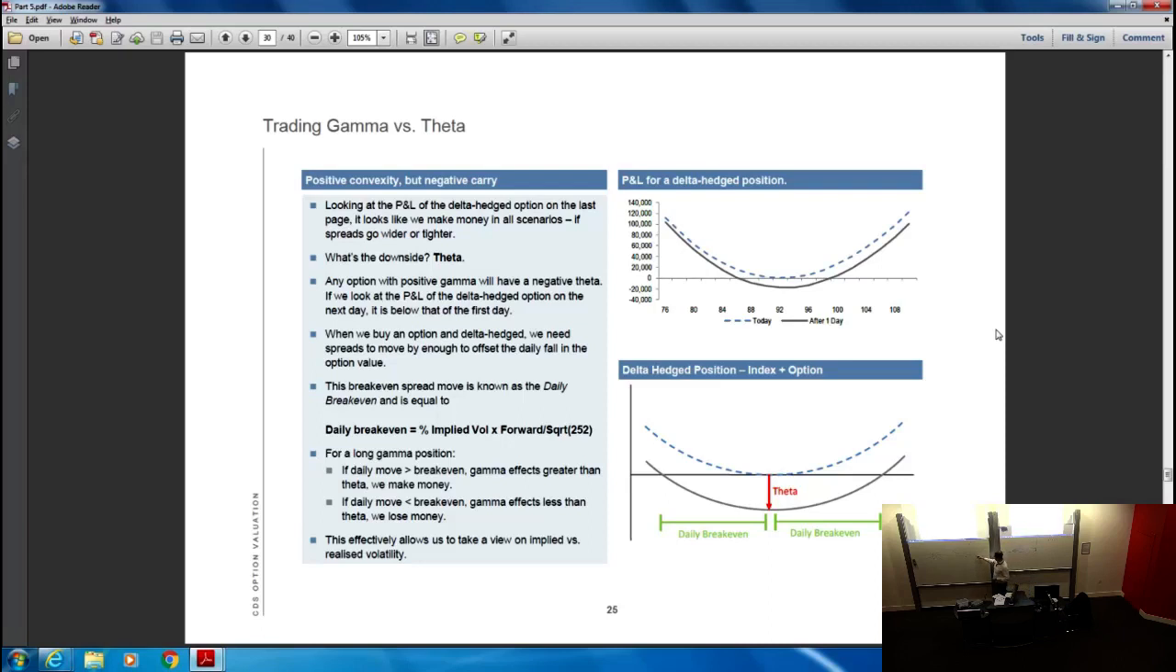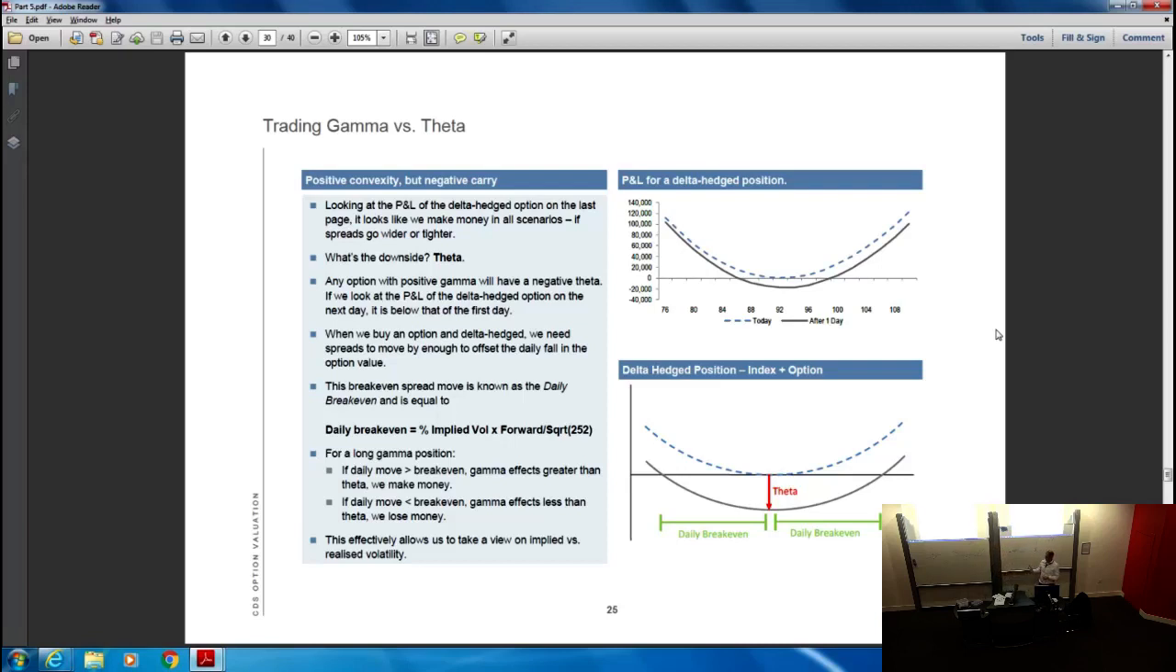Where do we break even? We basically break even if spreads move by some amount, okay? So as you can see, what this tells us is that we need the index to move on a daily basis by basically more than the theta. So as long as we get an index move in the underlying spread by an amount that's greater than the theta such that we make money, we're basically going to break even from that trade.